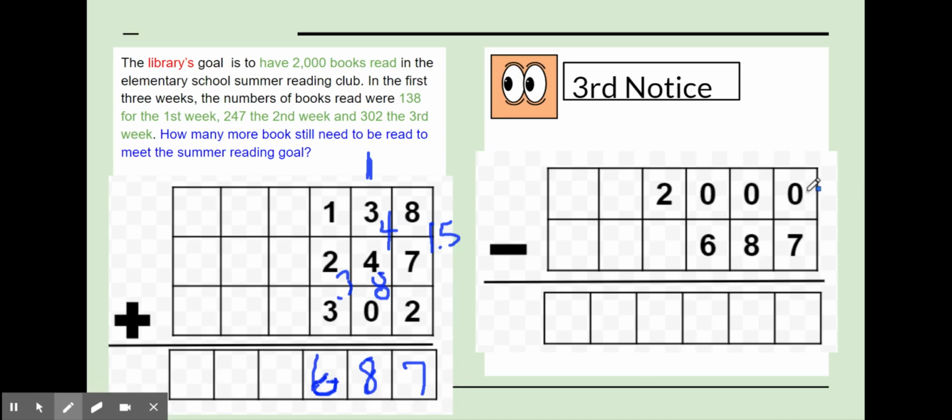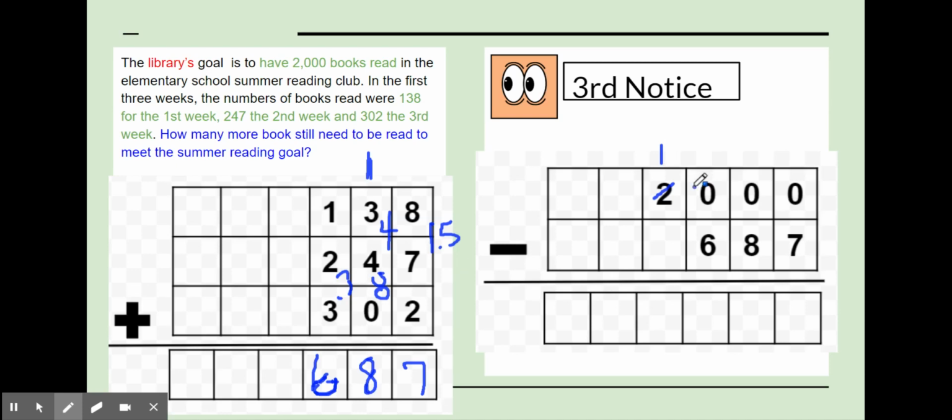So we would start with 0, take away 7. Well, I can't take 7 from nothing, so I need to go next door to borrow. Uh-oh, they don't have anything for me to borrow. So then I have to keep going to the next place value. And that is 0. They have nothing for me to borrow. And so then I have to go to the 2. Okay, so I can borrow 1 from the 2. So that becomes a 1.